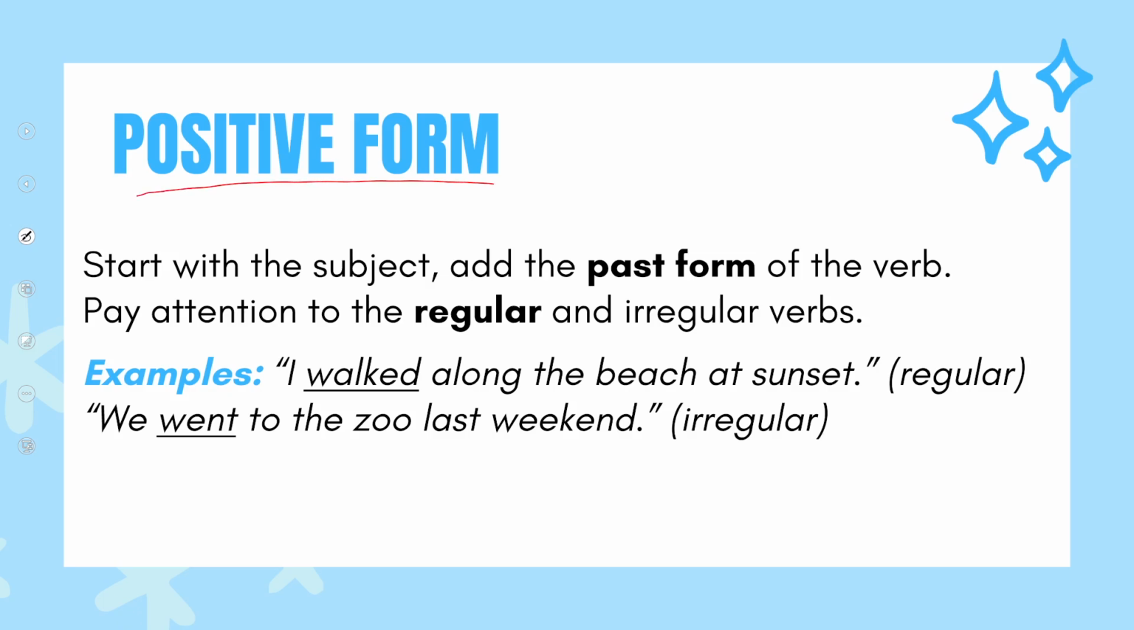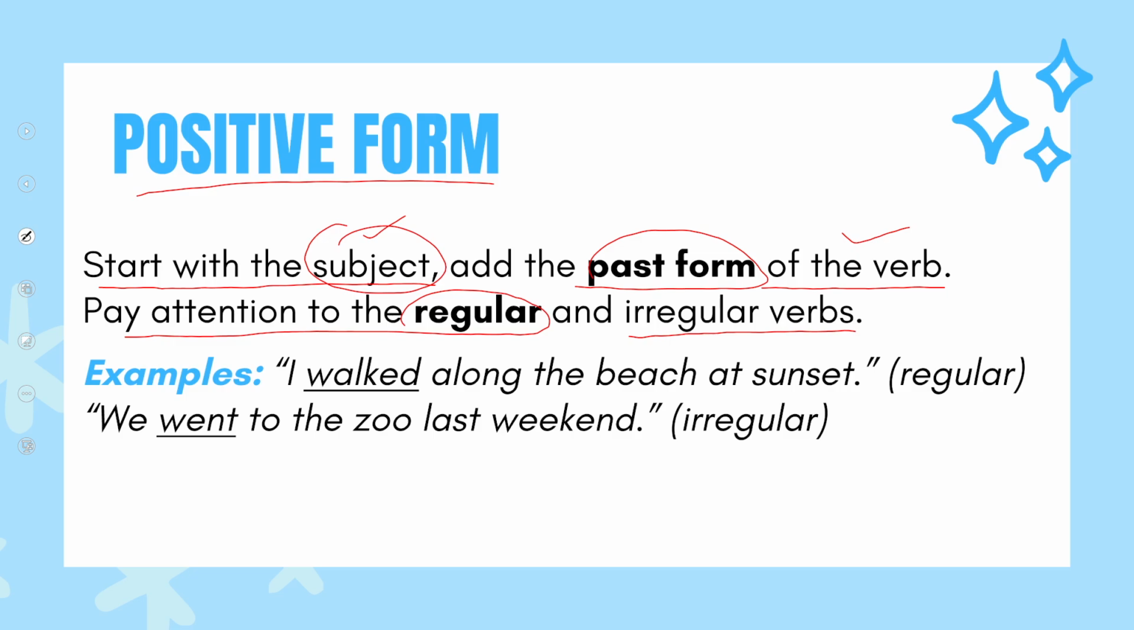So, to form a positive sentence using the past simple tense, you will start with the subject, add the past form of the verb, and pay attention to the regular or irregular verbs. Now, let's look at an example. I walked along the beach at sunset.